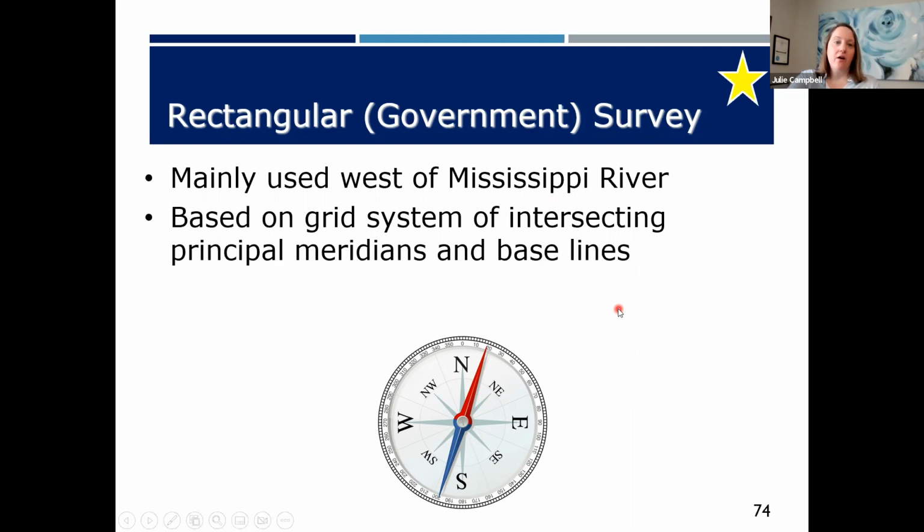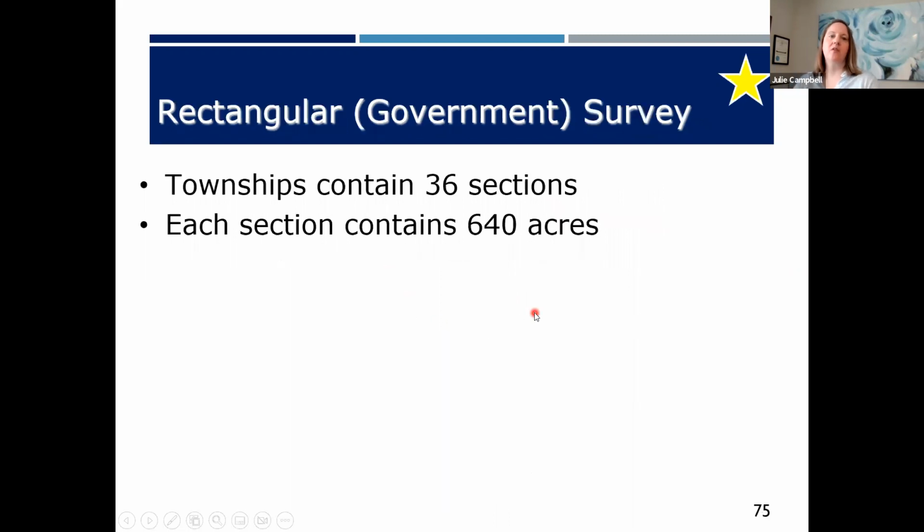Couple numbers we may need to know that relate to the rectangular government survey system. No math, but numbers that we need to know. The survey system is divided into something called a township. What we need to know is that townships have 36 sections. We'll look at a picture in just a second. Each one of those sections contains 640 acres. So how many sections in a township? 36. How many acres in each section? 640.